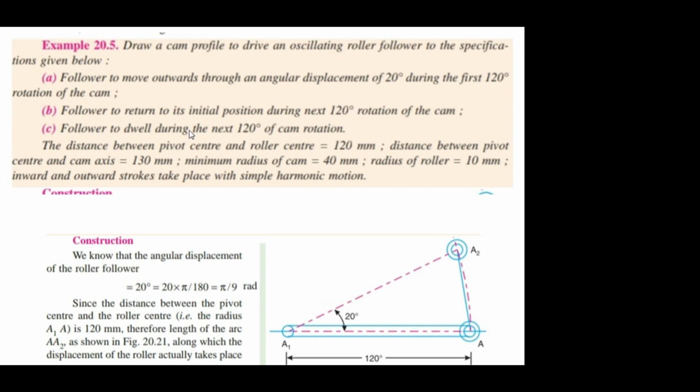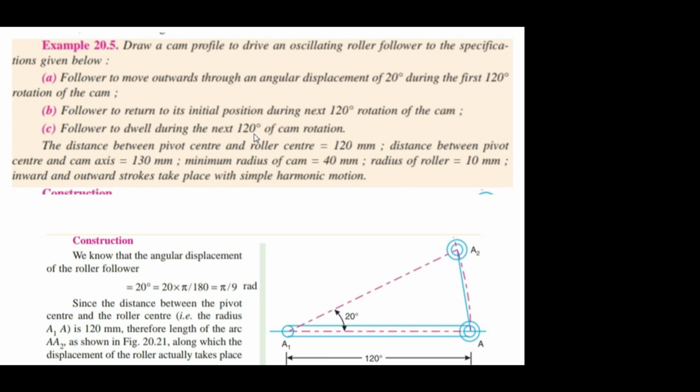So there is no dwell between outstroke and return stroke, as here it is mentioned that follower to return to its initial position during next. So during first 120 degree there is outstroke, during next 120 degree there is a return stroke, and after return stroke the dwell is given of 120 degree. So theta O 120 degree, theta R 120 degree, theta D it is 120 degree. It is 120 plus 120 plus 120, it is 360 degree for one complete rotation of cam.